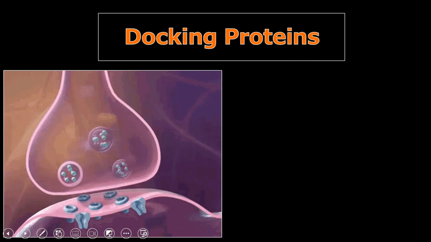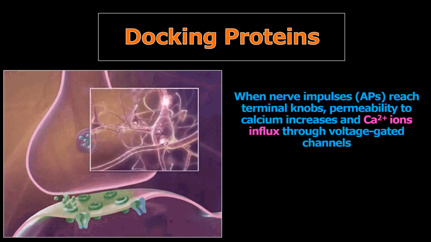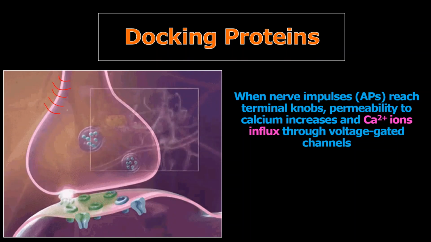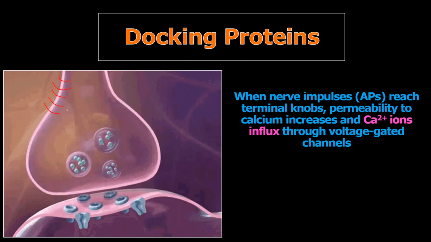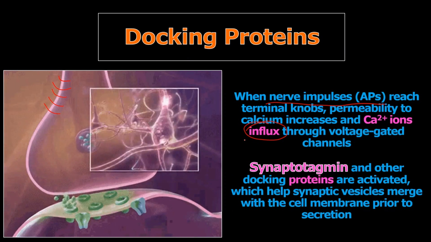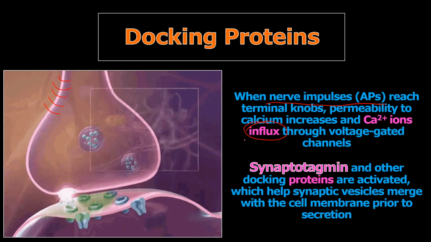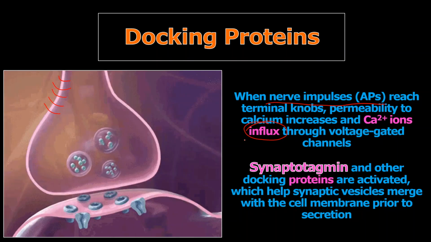Now, to help this process, we have some docking proteins. What we have to do first of all is realize that these action potentials that we created, maybe up in the cell body or even beyond, hit the knob at some point. And this is what it says first. When nerve impulses or action potentials hit the terminal knob, they will cause an influx of calcium. Voltage-gated channels will open and calcium will rush into the cell. And this will turn on some special proteins called docking proteins like synaptotagmin and some of its cousins. And they will help package the neurotransmitter and then push it out of the cell through exocytosis.